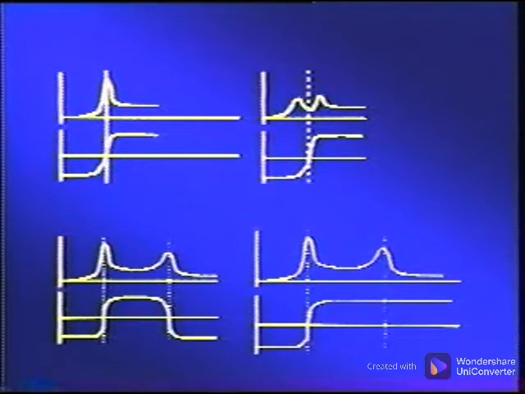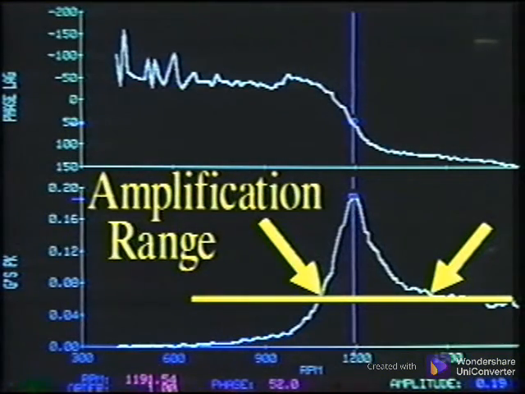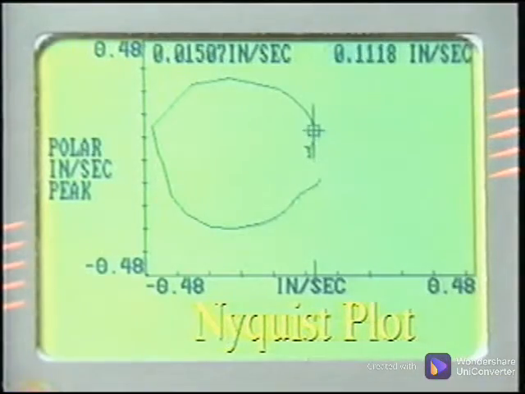These Bode plots can reveal good information about the machine conditions, especially the resonance frequencies and the amplification range. The amplification range is the frequency range where the vibration is amplified due to resonance. The Nyquist plot is a polar representation of the recorded phase and amplitude.